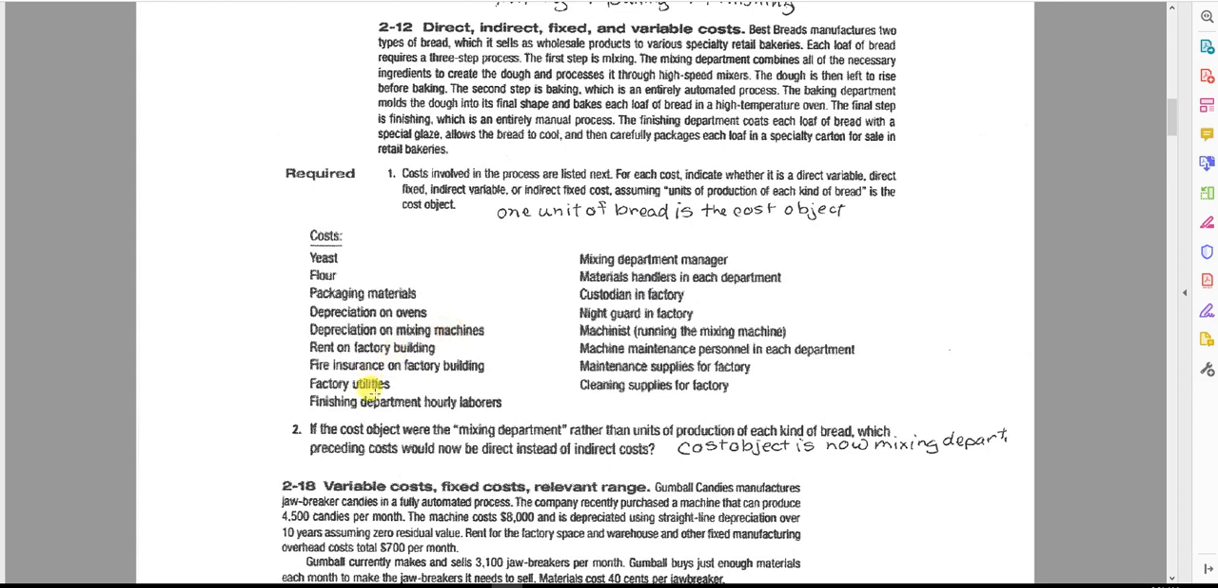Mixing department manager is direct to it. Materials handlers in each department, so the ones in the mixing department would be it. Machinists running the mixing machine would be direct, and maintenance supplies, if I could separate them out. So again, they're just direct costs of that department. If you think of a column for each department, you would only put the mixing department manager salary under the mixing department and not under the other ones. So that makes it direct.